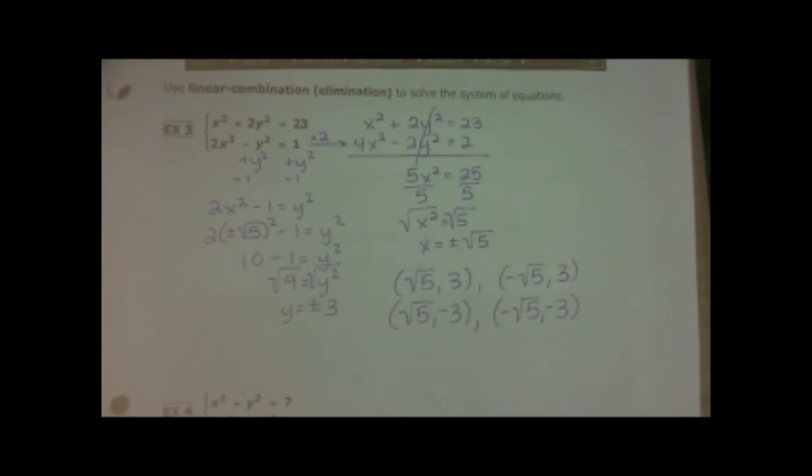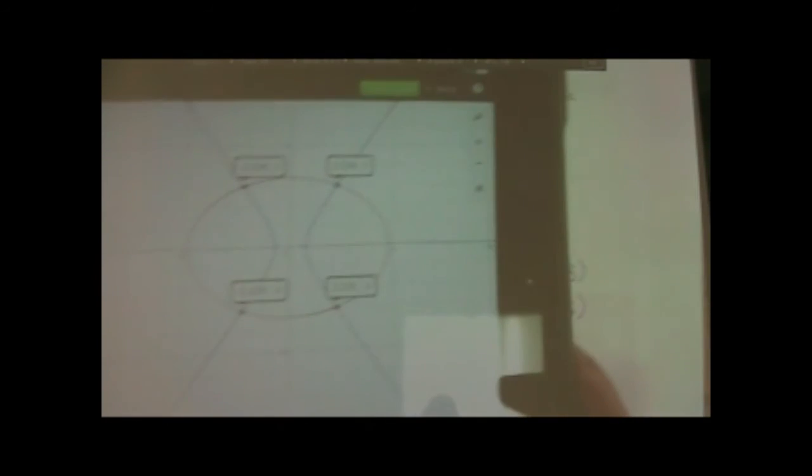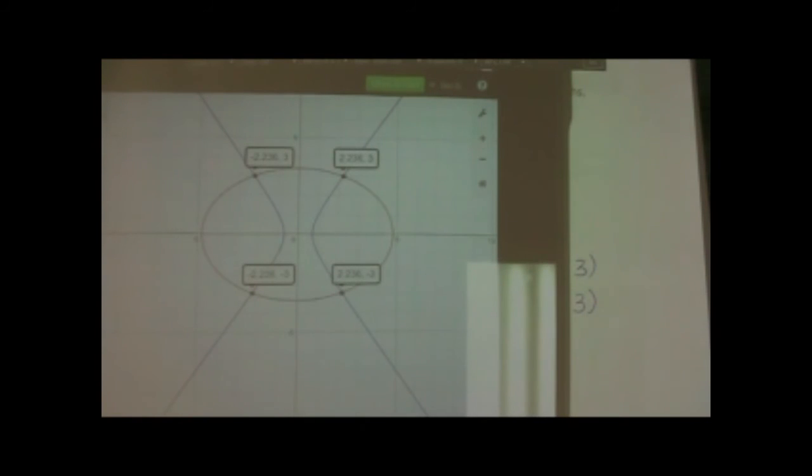And let's take a look at the graph again. And that's exactly what we've got. This is why using your Desmos while you're doing this is really helpful. Keeps you on track. All right, one last problem to go through.